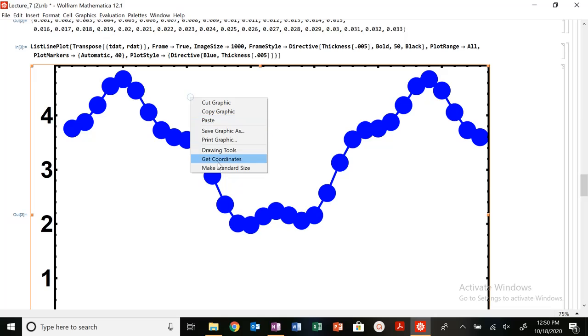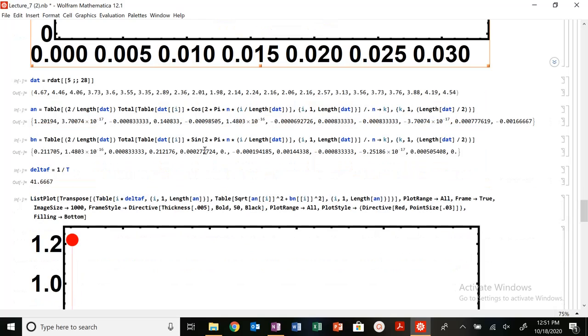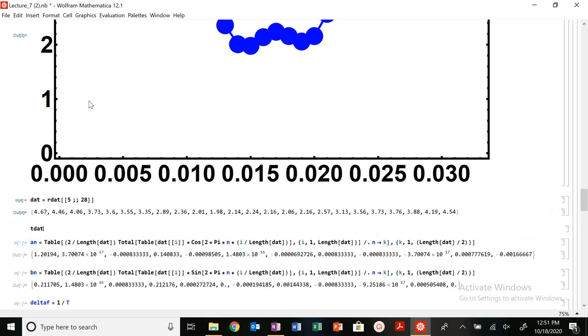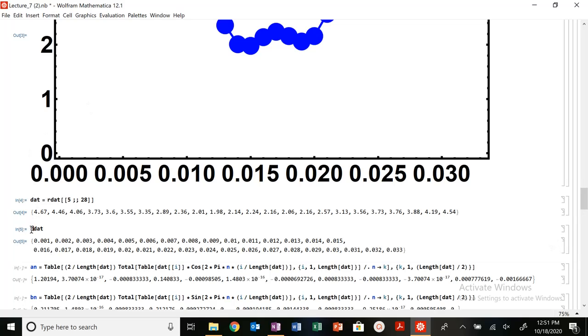So I want to grab basically all my coordinates from my fifth data point all the way to the 28th, and then I could calculate my value. One other thing you could notice, let's look at our TDAT right here. Let's define some of these values. What's my time interval spacing? We know it's in milliseconds, so let's do differences.